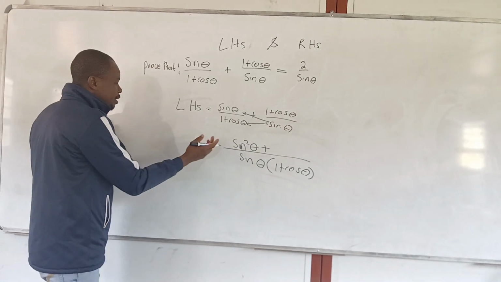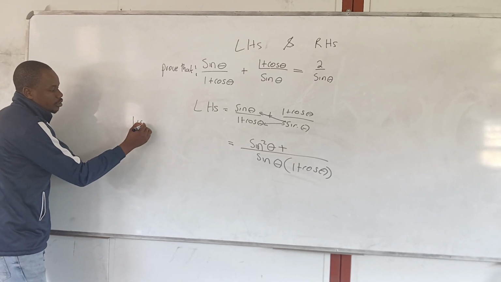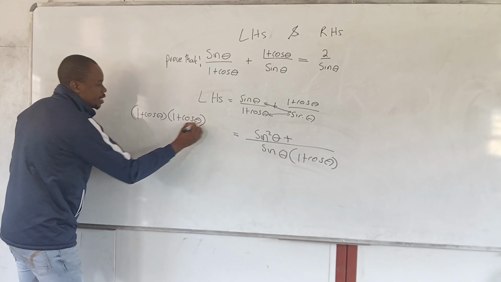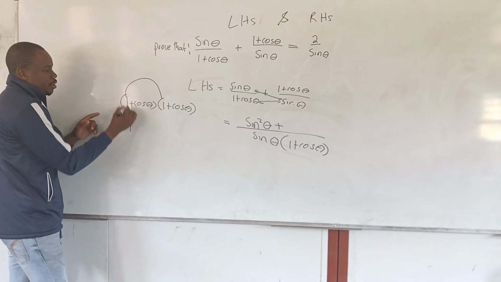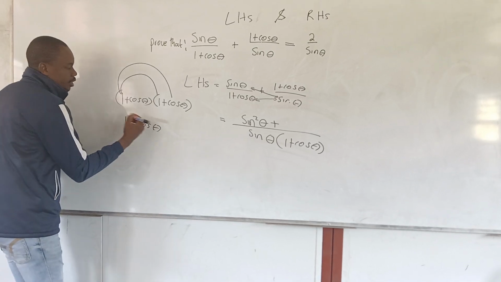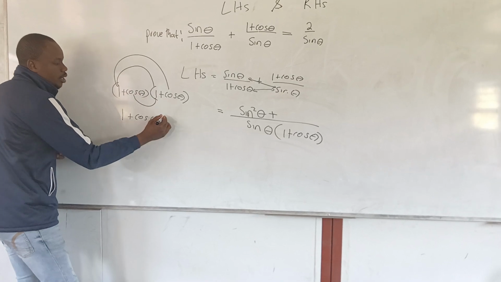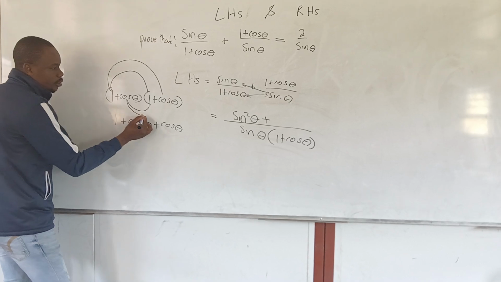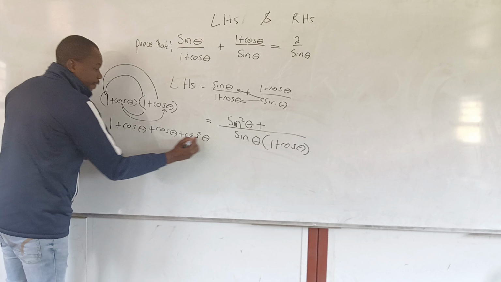Let me write it this side. It's 1 plus cos of theta multiplied by 1 plus cos of theta, so that you guys can understand. Now we multiply 1 times 1 is 1. 1 multiplied by the cos of theta is plus cos of theta. Do you see that? And then you multiply the cos of theta times 1, which is plus cos of theta. And then again you multiply cos theta times the cos of theta, and you're getting positive cos squared theta.